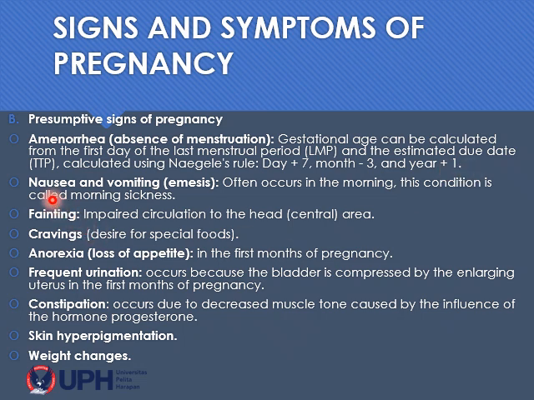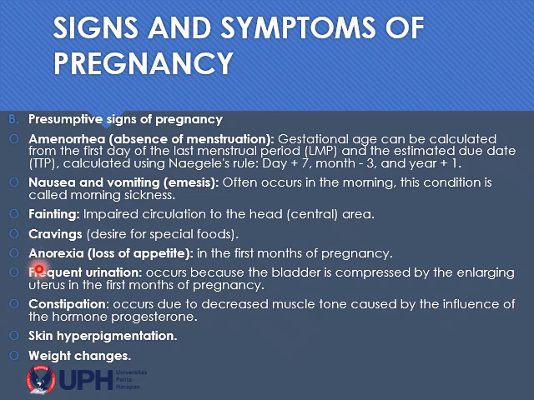And the woman can also experience nausea and vomiting, or what we call emesis. This might occur in the morning, and this condition is called morning sickness. Some women also experience fainting. It's because there is an impairment of circulation from the head area. And some women also have what we call cravings. So it's a desire for a special kind of food.